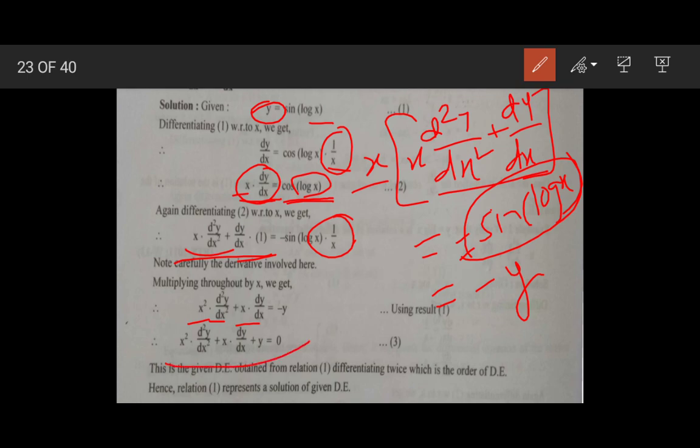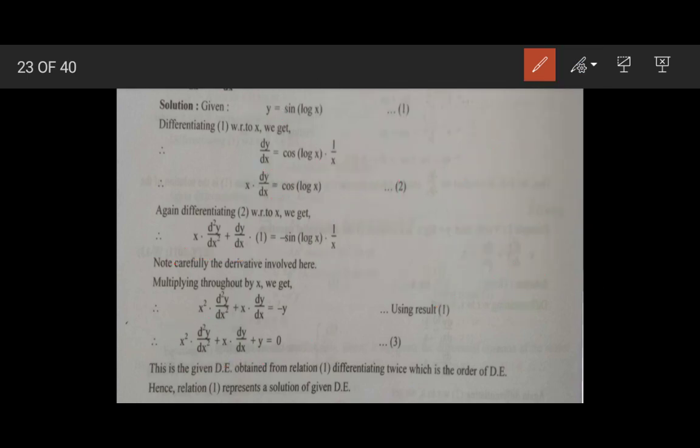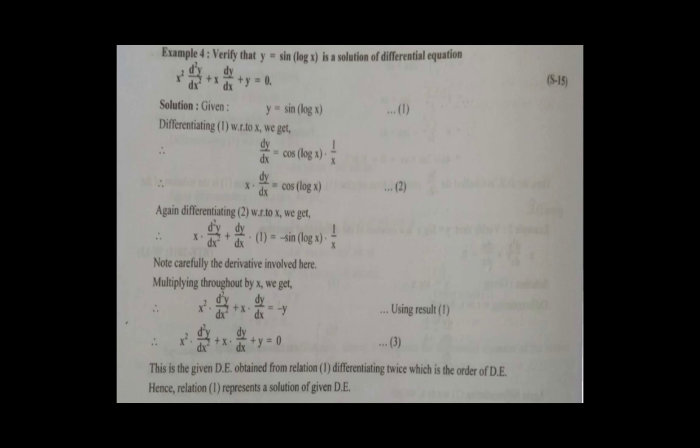So the term is x square d2y upon dx square plus x dy upon dx plus y equal to 0, which is the required differential equation. So since y is equal to sin log x satisfies the given differential equation, hence y is equal to sin log x is a solution of the given differential equation. Now see the next example.